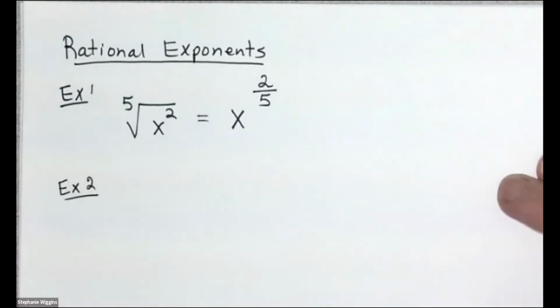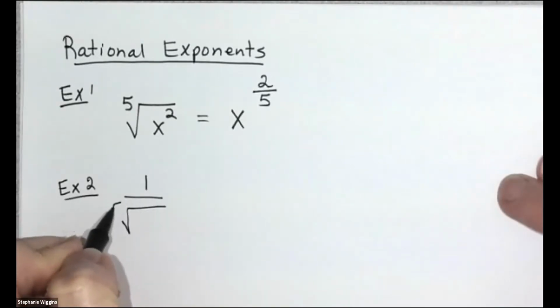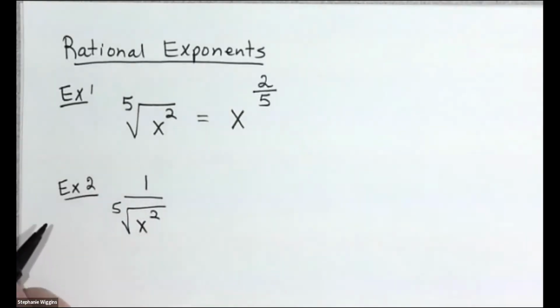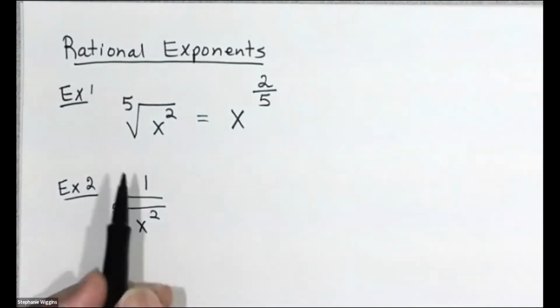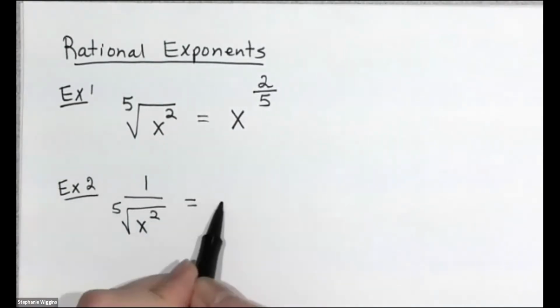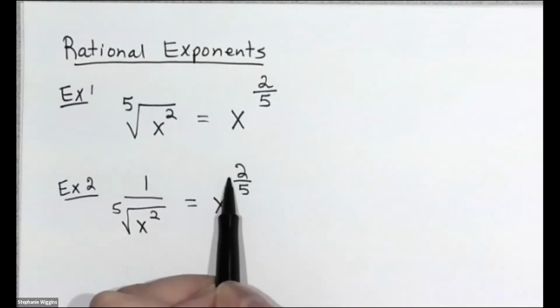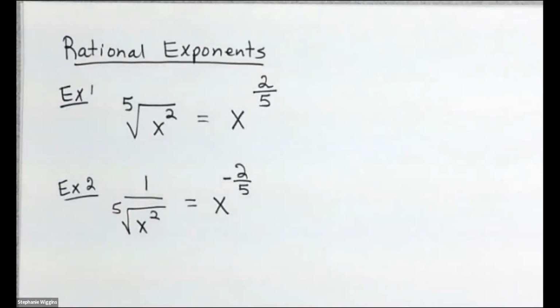Let's suppose that instead of the 5th root of x squared, we have 1 over the 5th root of x squared. So whenever you want to express the reciprocal like that, you just use a negative number for the exponent. So the base is still x, and then your exponent is still going to be 2/5, but it's going to be -2/5. That negative means you take the reciprocal of your rational exponent, or the reciprocal of your radical. Let's put it that way. Okay?